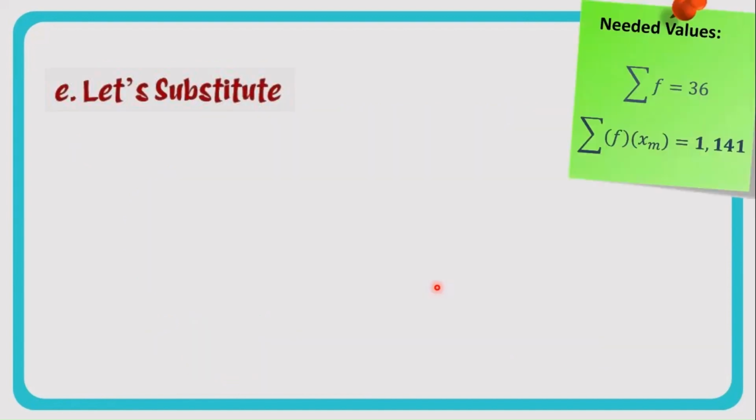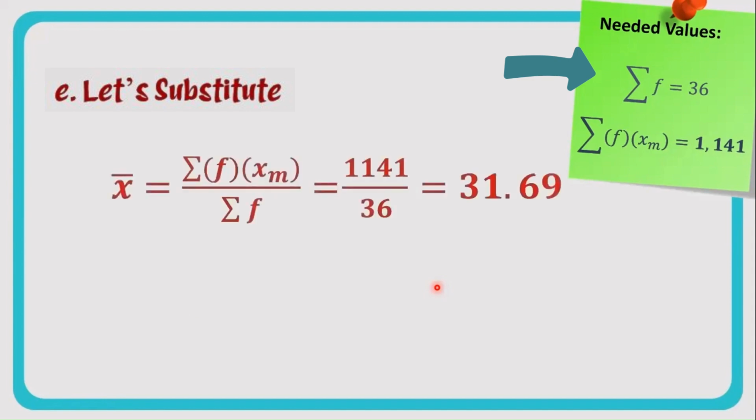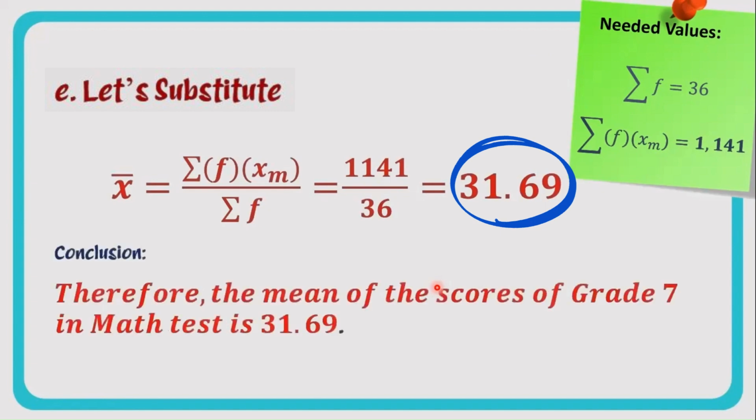Last, let's substitute these values into the formula. So we have summation f equal to 36 and the summation of the product of frequency and class mark is 1141. So that is equal to 31.69. Conclusion. Therefore, the mean of the scores of grade 7 in the mathematics test is 31.69.